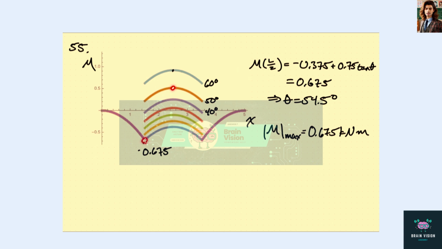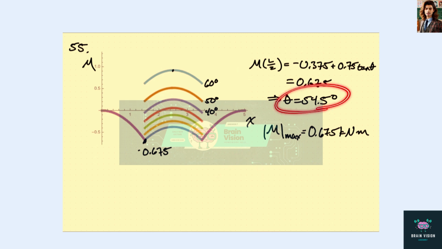Basically this is the maximum angle we can have before we start getting magnitudes greater than this. So 54.5 degrees is the maximum angle we can have.